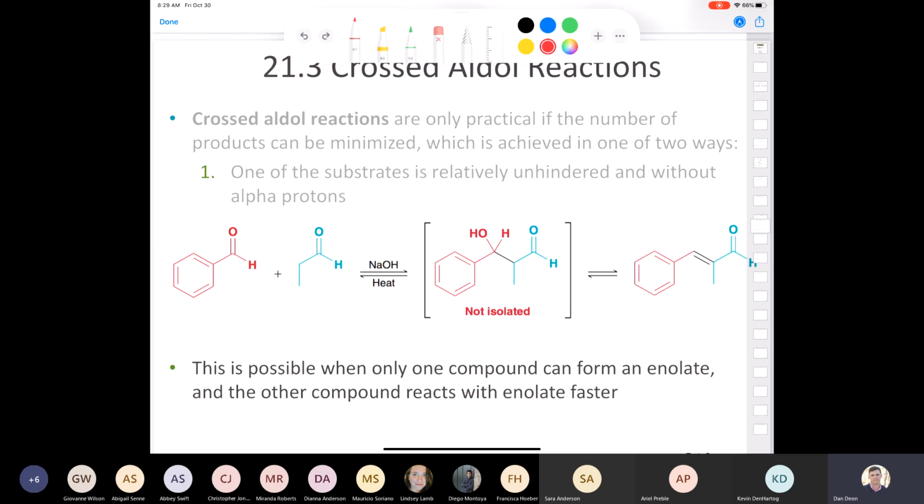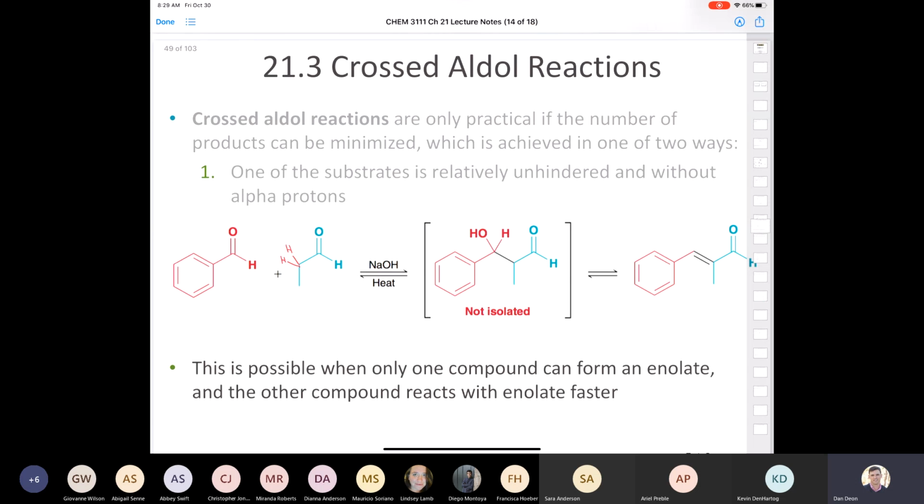It says this is possible when only one compound can form an enolate and the other compound reacts with the enolate faster. So here's another very specific example. We take propionaldehyde. It's the only one that has alpha protons, right? It's got 2 alpha protons. You form the enolate and it reacts with benzaldehyde faster than it would react with another molecule of propionaldehyde. Another driving force here is that you end up forming this highly conjugated compound, right? If this reacted with a molecule of the enolate, okay, you're not going to get a highly conjugated system. Okay, so that's enough about that.